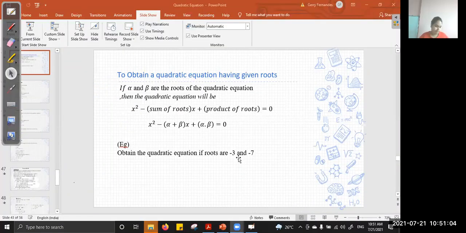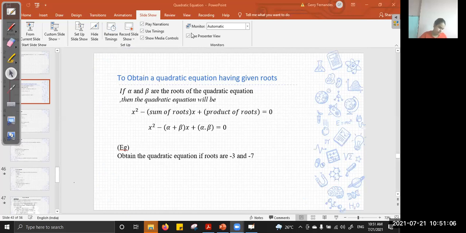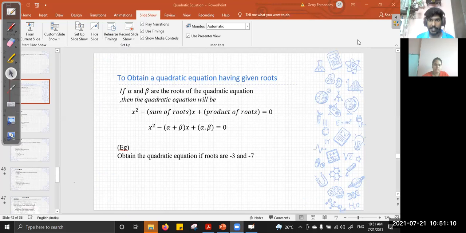Okay, this is the next concept. That is not called delta actually. That is called formation of a quadratic equation. That is the next thing that we'll be doing. But are these two concepts which we did, nature and sum and product, perfectly clear?